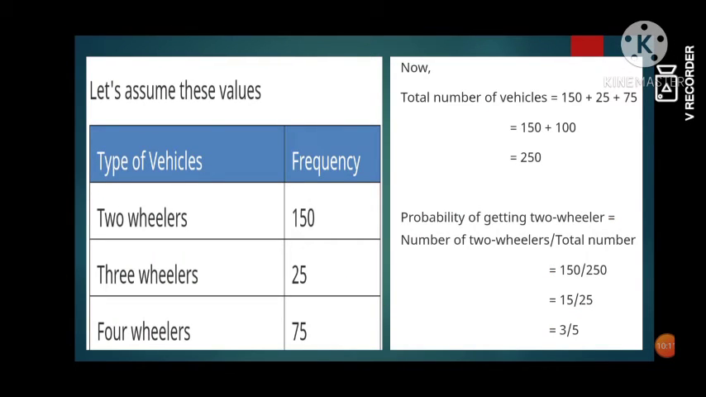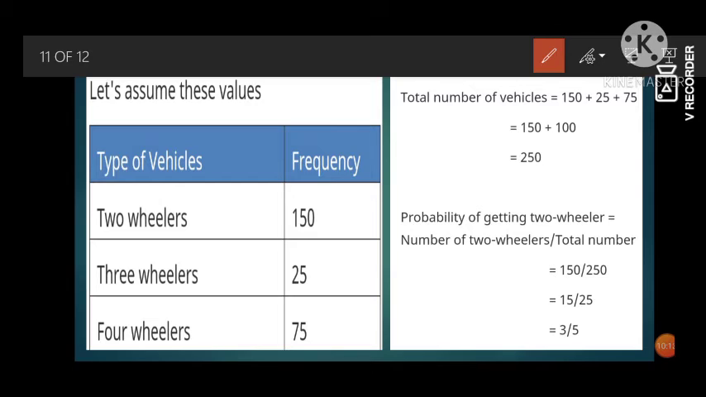So here I have taken values which I have assumed, the types of vehicles and frequencies. The types of vehicle are two-wheeler, three-wheeler and four-wheeler, and I have made a frequency for the number of times each passes. This is my assumption. You can take your own assumption and do it. So two-wheelers is 150, three-wheelers is 25 and four-wheelers is 75.